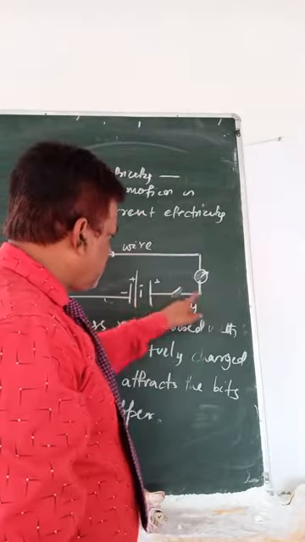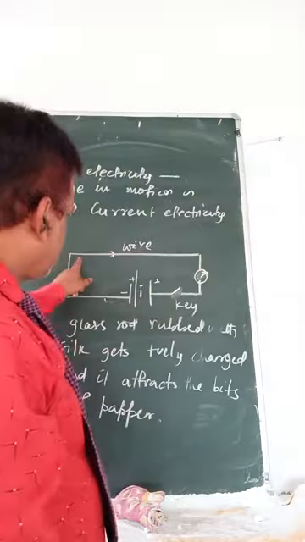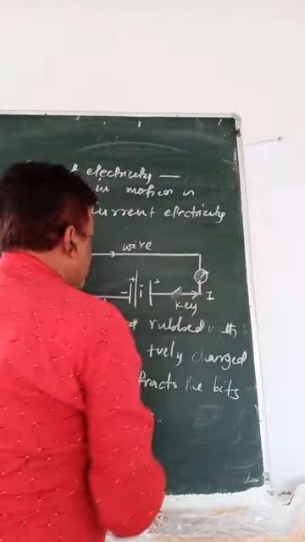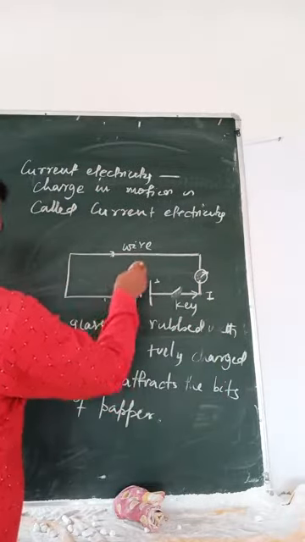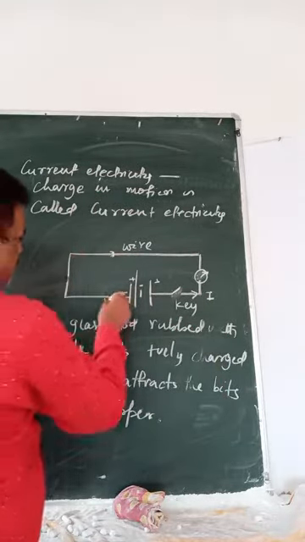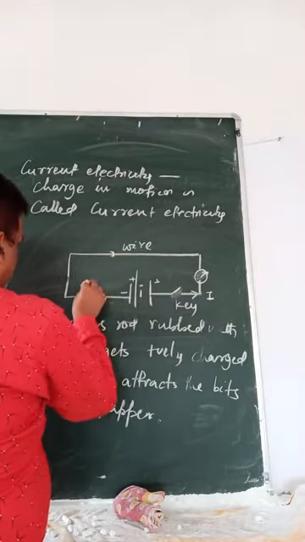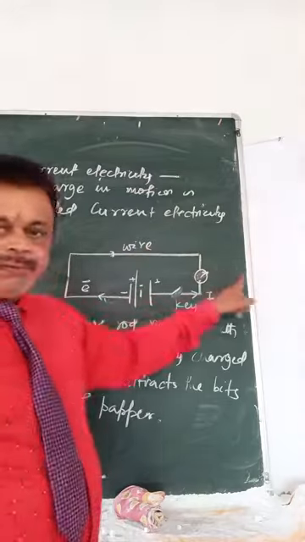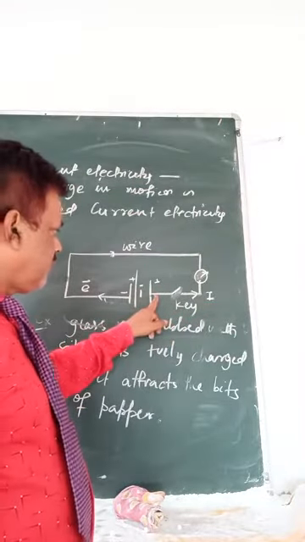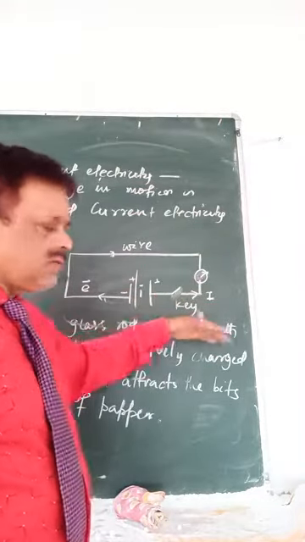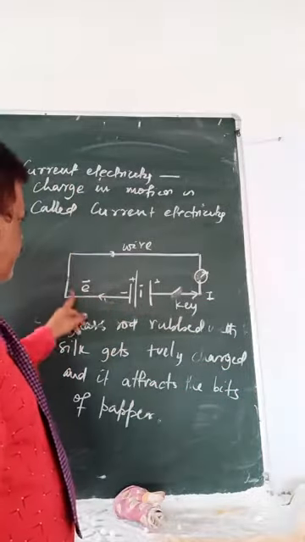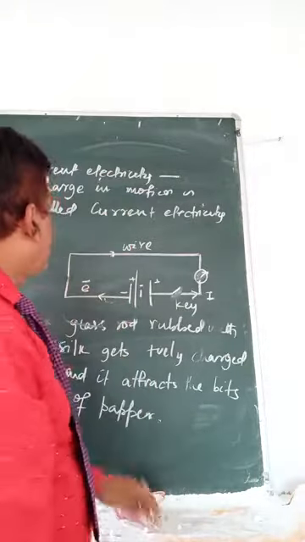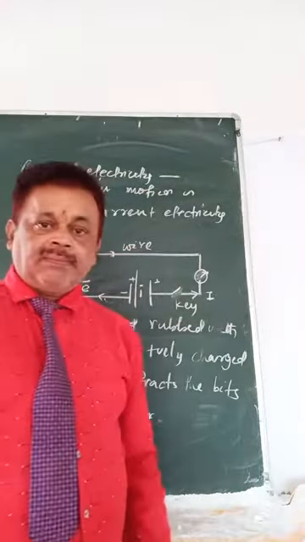Current flows from positive to negative. Electrons flow from negative to positive. This is the direction of current I. This is negative to positive, this is the direction of electrons. Electrons move from negative to positive. Conventional current flows from positive to negative. That we are going to discuss. But anyhow, the flow of electrons is responsible for the flow of current. That is called current electricity.